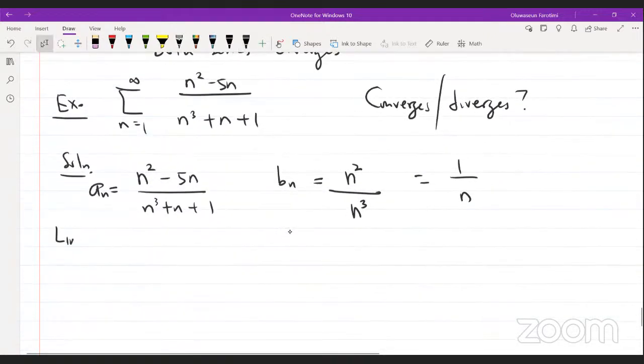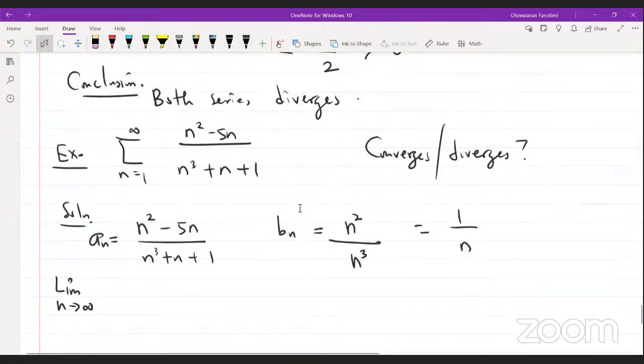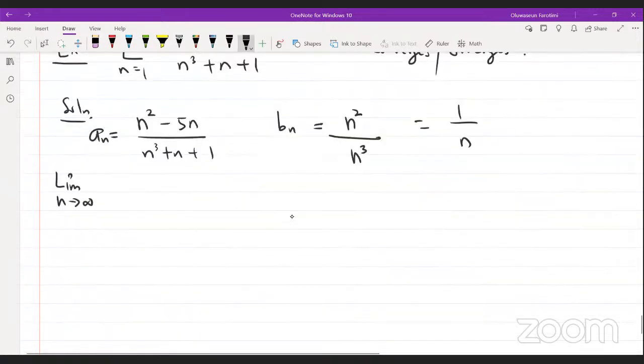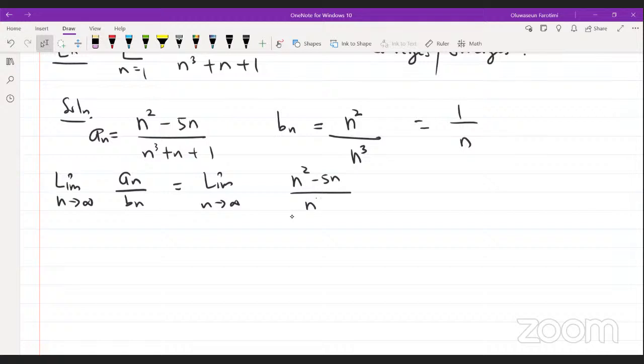Okay, so by the limit comparison test, this is what I need to do. Both series diverge, so I need to fix that. What's the LCT? It's the limit of an divided by bn. So this is the limit as n goes large of (n squared minus 5n) over (n cubed plus n plus 1), divided by 1 over n.